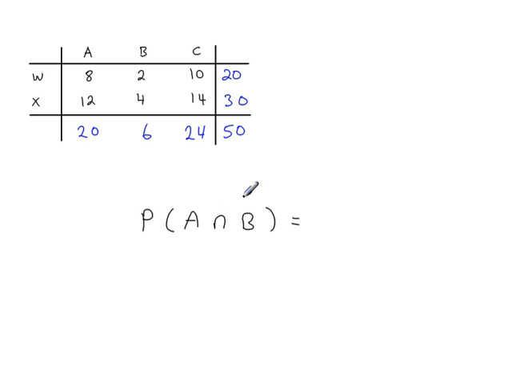The probability that events A and B both happen. Okay, so where do A and B both meet up? Well, event A is in this column, event B is in this column. Where do they meet up? Nowhere. A and B are mutually exclusive. Having one excludes the other. So the probability that A and B both happen is 0, because they are mutually exclusive.